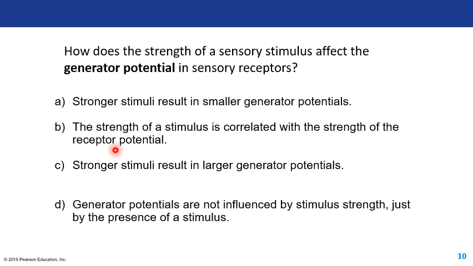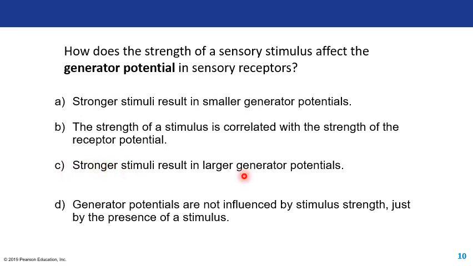C. Okay, let's see why. Some people answer B. This is why I said I should put action potential right there. The strength of the stimulus is correlated with the strength of the receptor potential. This is the action potential. After you generate the action potential, you're not talking about graded potentials anymore. Action potentials are all the same. This is why B is not correct. The correct answer here is C.